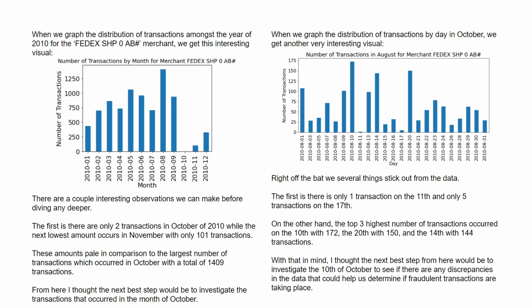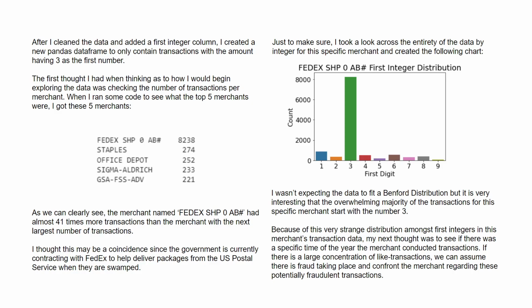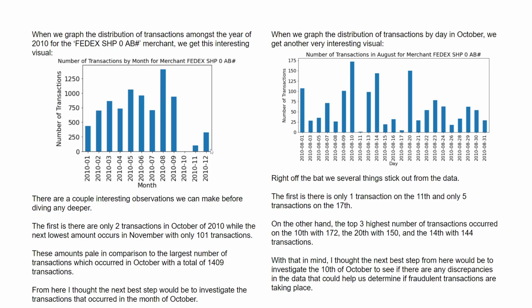That's absolutely insane. And when we look back here, this is over the year, okay? 274 transactions for Staples over the year, right? We had just 101 for this FedEx merchant just in November alone. Of course, that amount pales in comparison to the largest number of transactions, which occurred in October with a total of 1,409 individual transactions. So from here, I thought, okay, best step would probably be to investigate the transactions that occurred in the month of October.